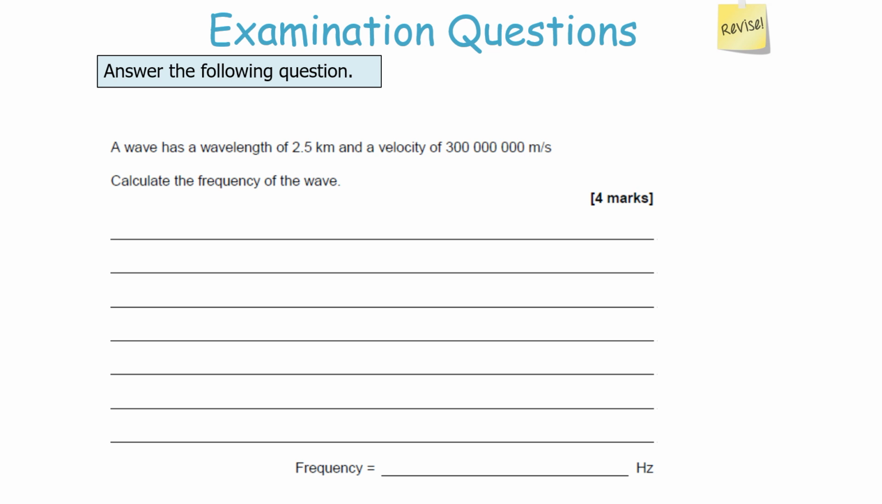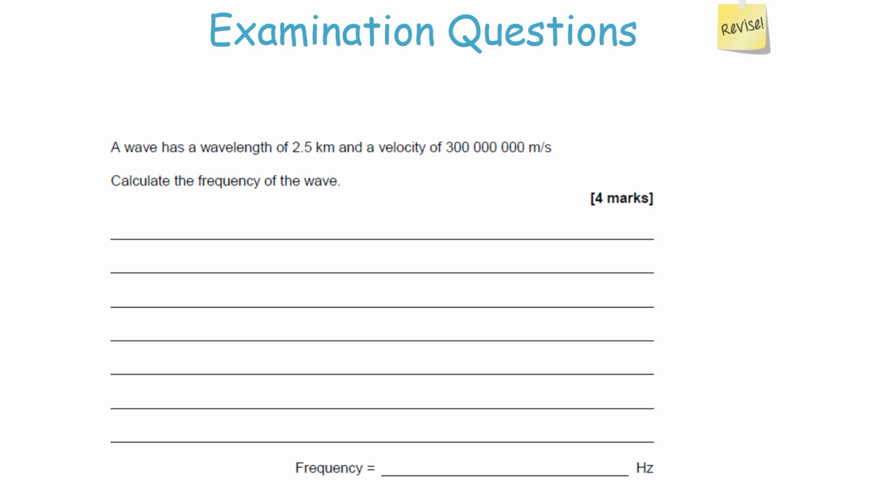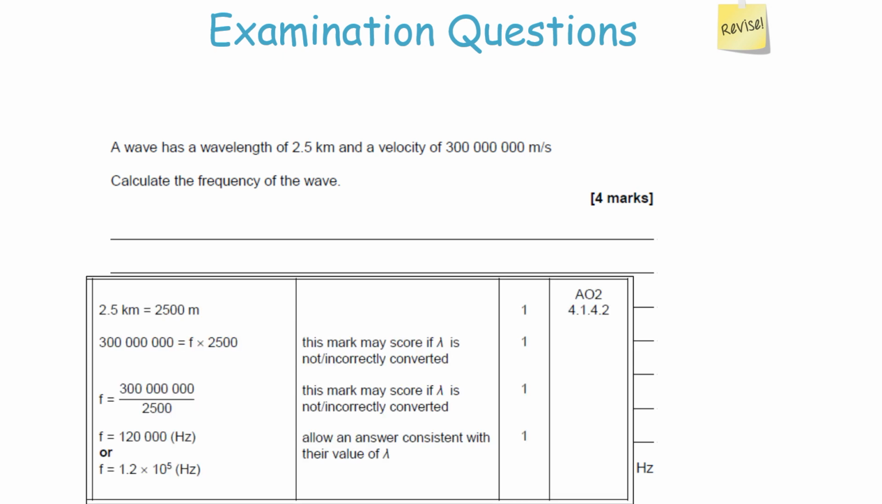The next question says, a wave has a wavelength of 2.5 kilometers and a velocity of 300 million meters per second. Calculate the frequency of the wave. So pause the video now, then unpause the video and you'll want to go through your answer. Right, you've got to be able to know what the wave equation is, and the wave equation is wave speed is equal to frequency times wavelength.